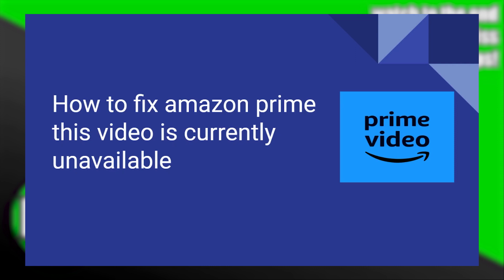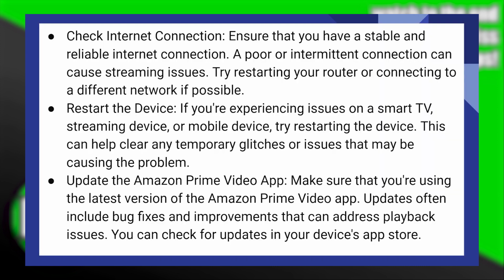Fixing Amazon Prime is very easy to do. Today I'm gonna show you how to do it. First, ensure you have a stable and reliable internet connection. A poor or intermittent connection can cause this error. Try restarting your router or connecting to a different network if possible.